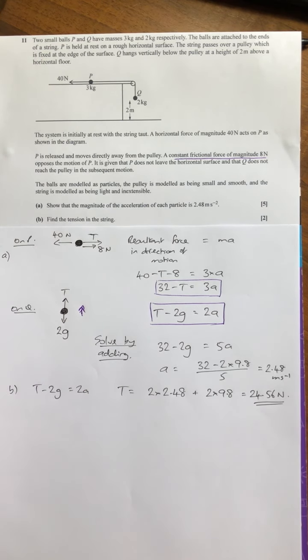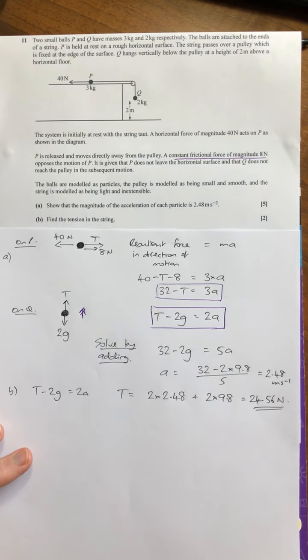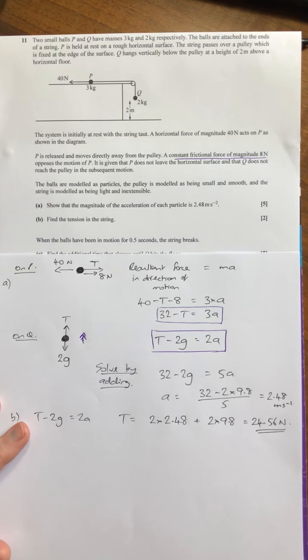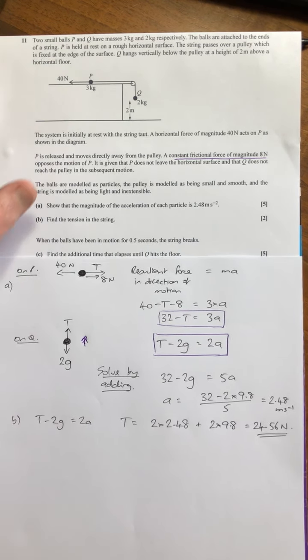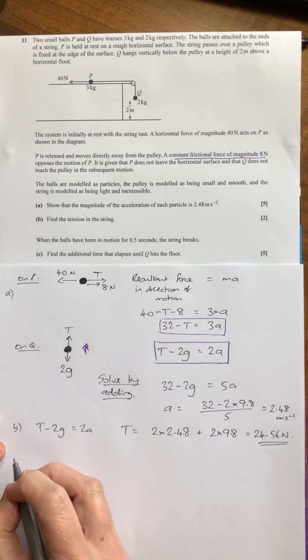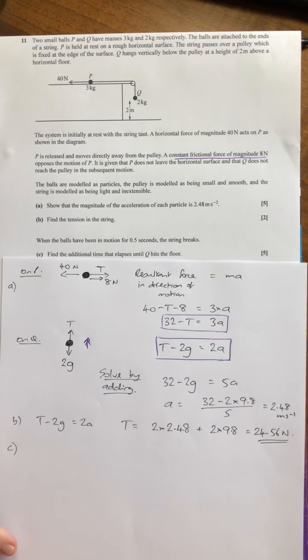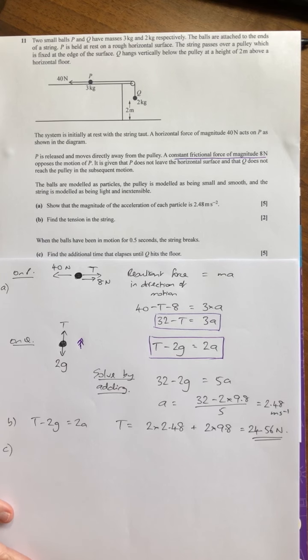Okay, so as I said, I think those first 7 marks, once you'd sorted out that force of 40, were fairly straightforward, because you had the time. Now, something exciting happens. When the balls have been in motion for 0.5 seconds, the string breaks.